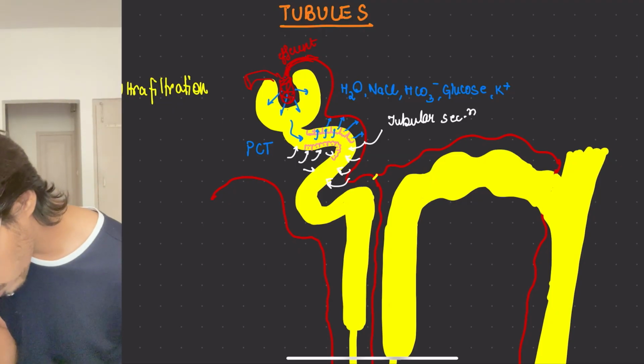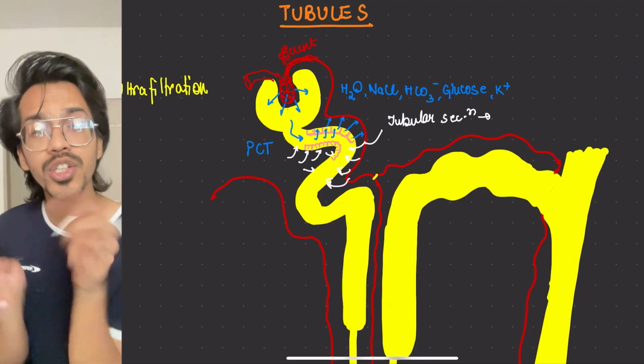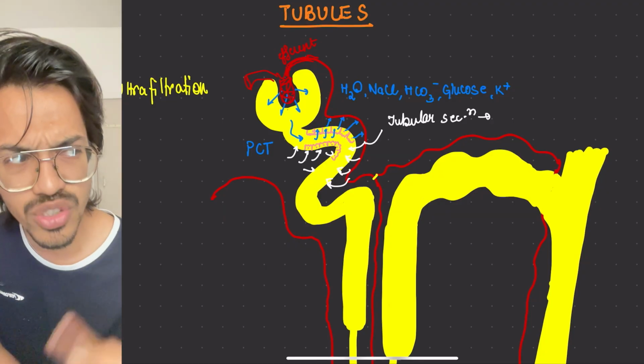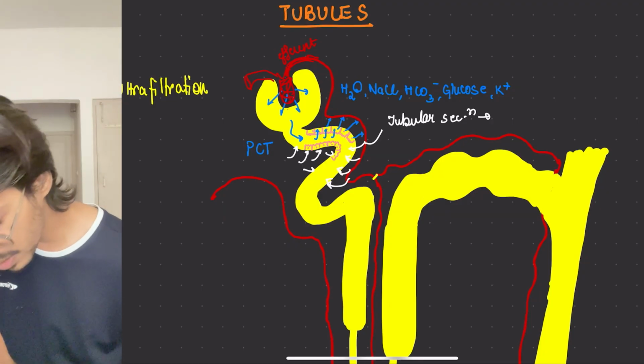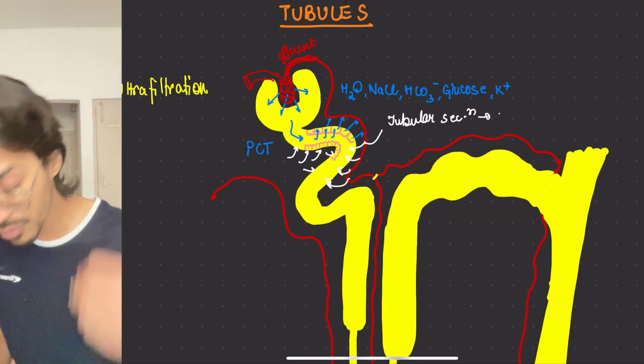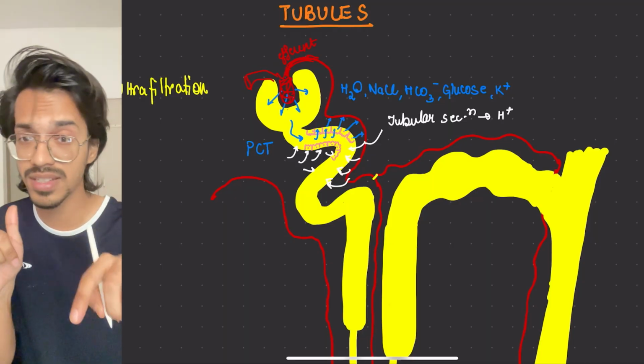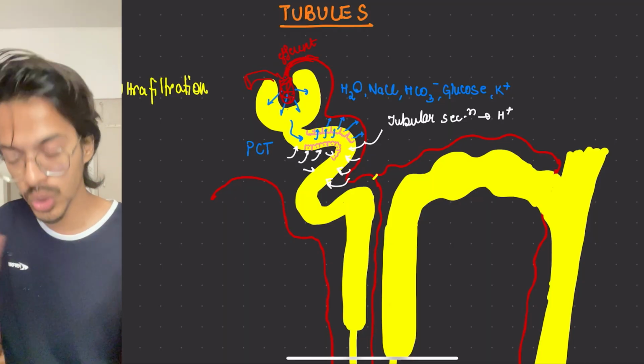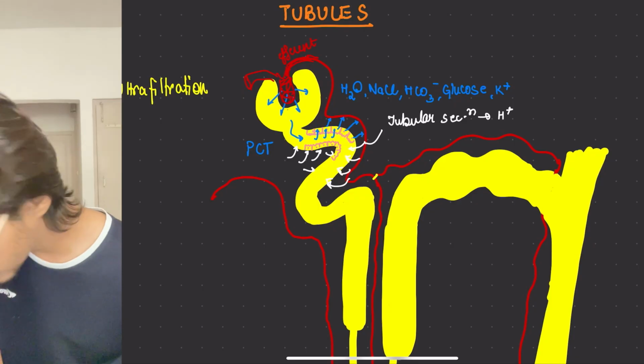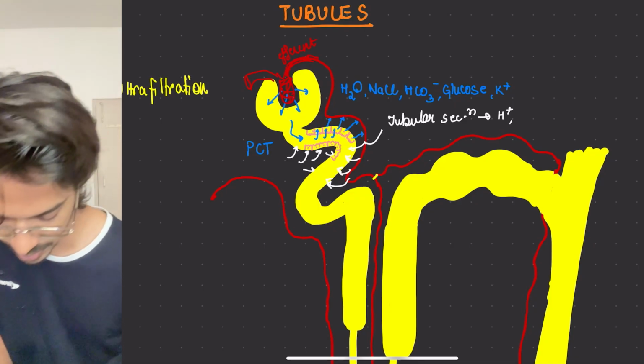So what all would be secreted from the blood into it? Only the waste substances that have to be thrown out with the urine. So what would be the waste substances? There would be H positive, which will cause acidity. We don't want acidity in our body, so we will throw it out. Along with that, we will throw out even the ammonia if it is present.